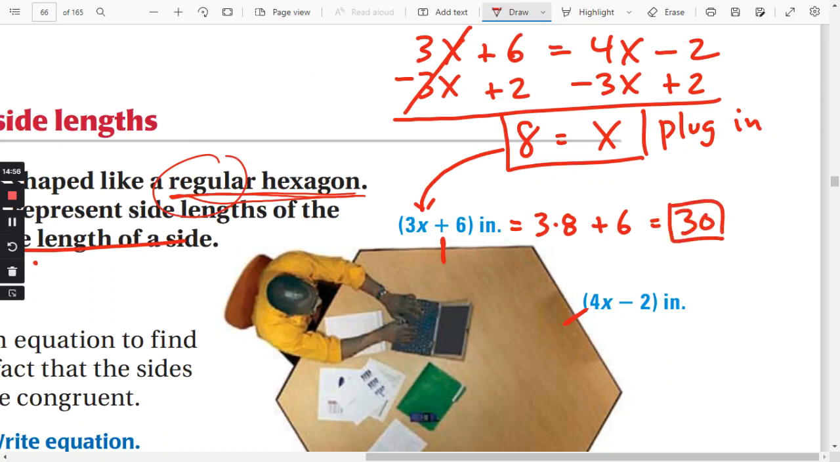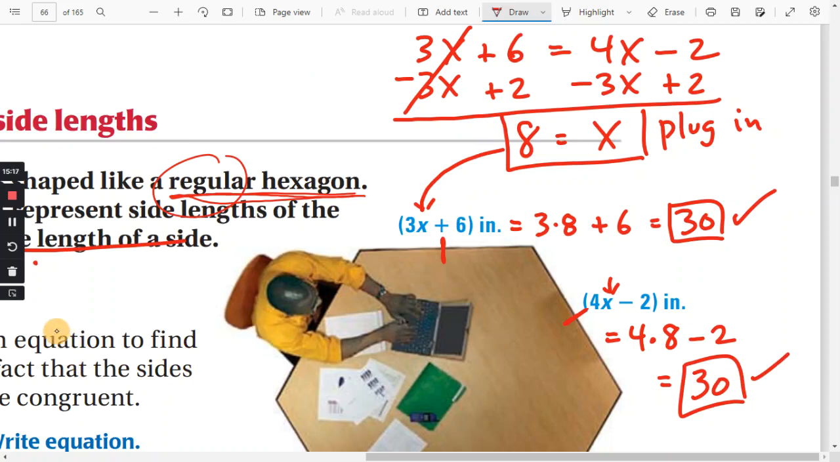And also take the 8 and plug it in right there. That's going to be 4 times 8 minus 2. Okay, 32 minus 2 is also 30. So it checks out. Makes sense that they're both the same. It's a regular polygon. The sides are congruent.